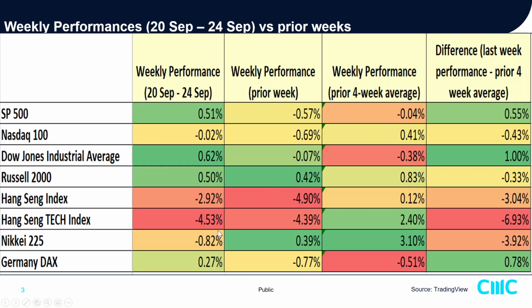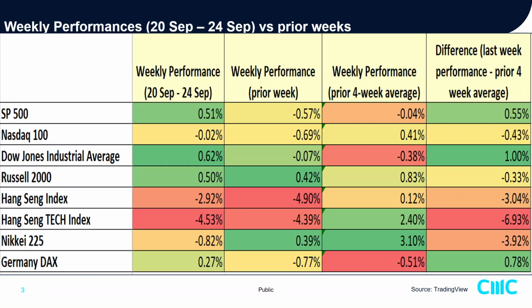So last week was actually negative 0.82%, and if we take into account the difference between last week's performance and the 4-week average, it is negative 3.92%. So downside momentum is still pretty much intact. Later I'll share with you the key levels to watch, and potentially we may see another mean reversion decline on the horizon if certain levels are broken to the downside.